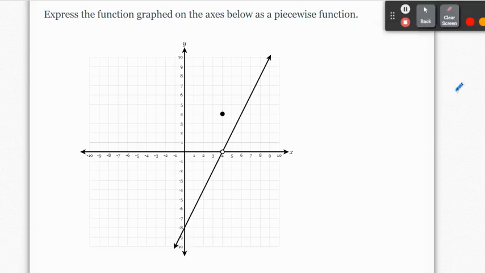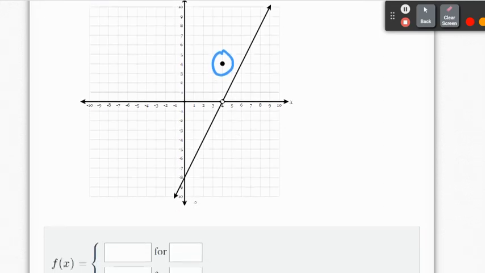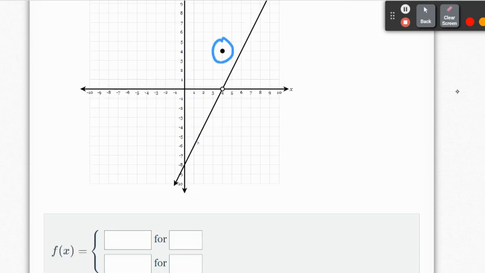So now we're going to take a look at the next level of these piecewise defined linear functions, where we have more than just a line. We have a line and a piecewise defined point. So our job is to recognize there's two things going on. There's two rules happening. First, there is a line, and we've got to find the equation of this line.